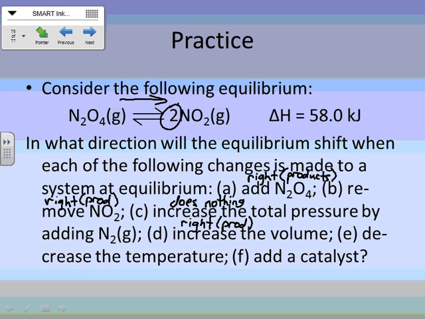Okay, what if we decrease the temperature? A lot of random stuff happening this morning.